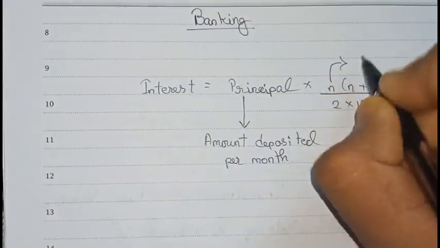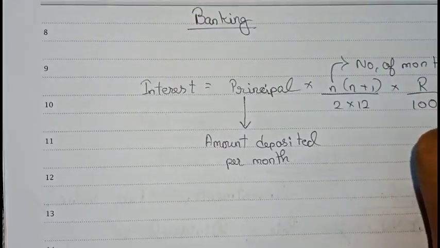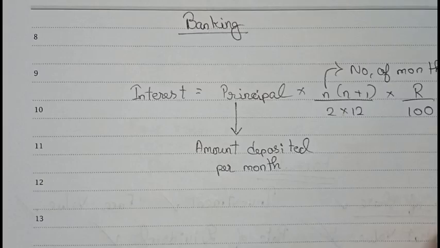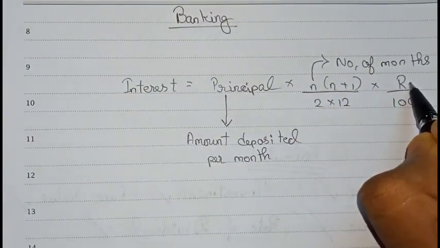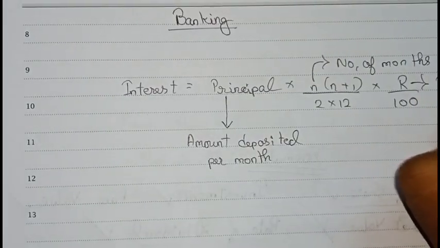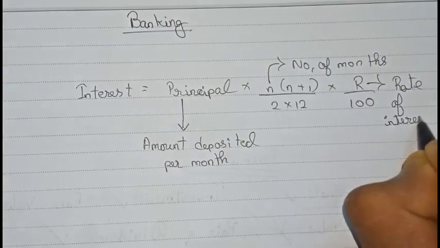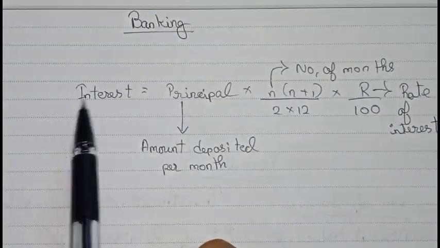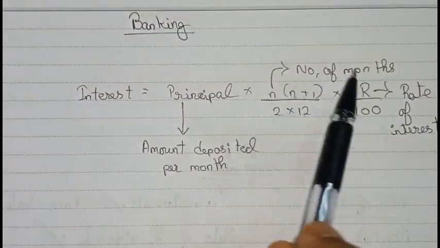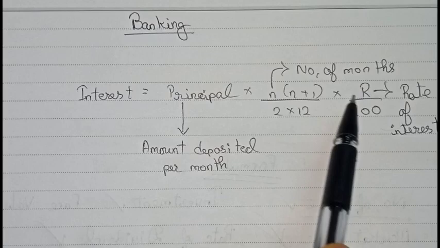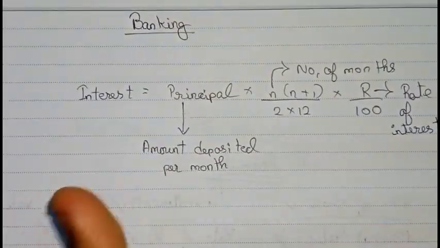N will be the number of months. It is the number of months and not the year. So principal into number of months into, this is the rate of interest. Therefore interest means the amount that is deposited per month multiplied by number of months plus 1 by 2 into 12 into rate of interest by 100. So this is the formula for the interest.